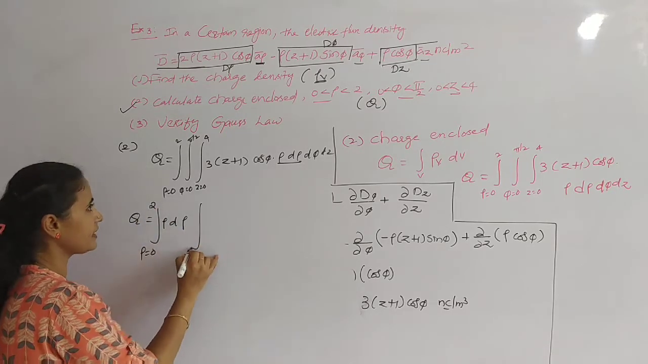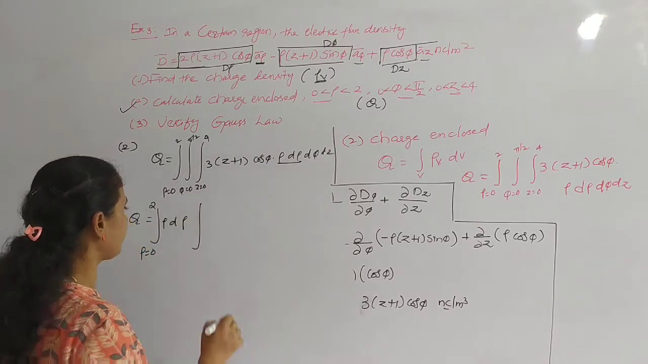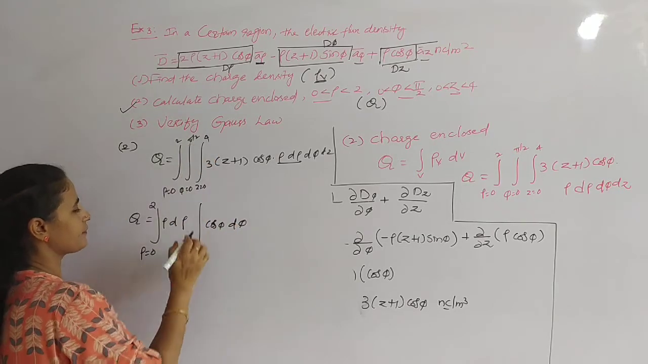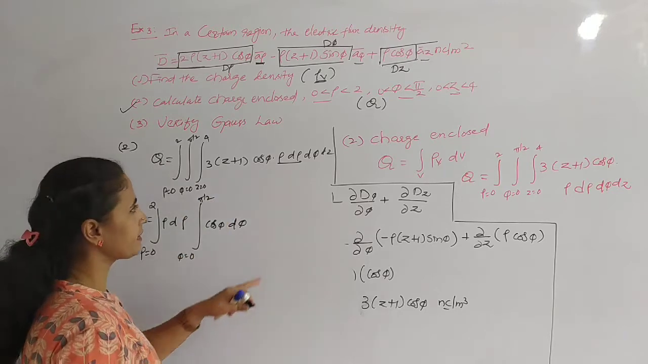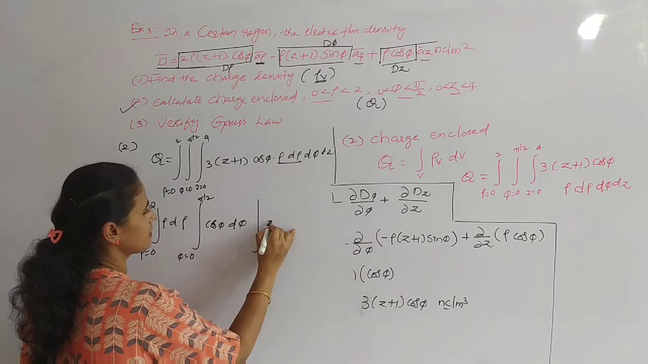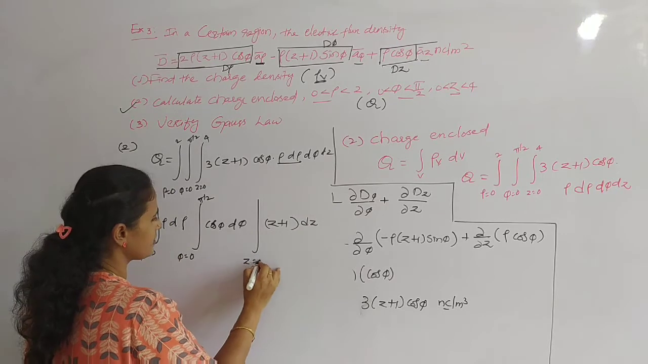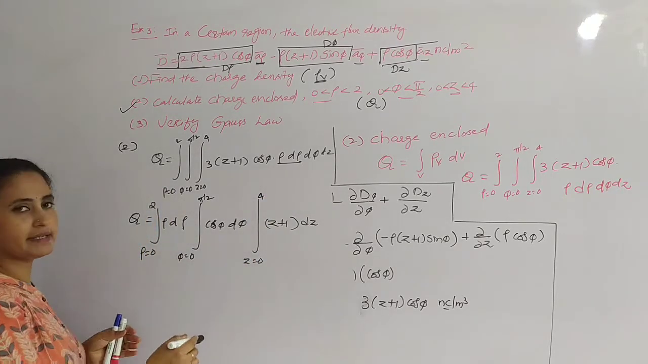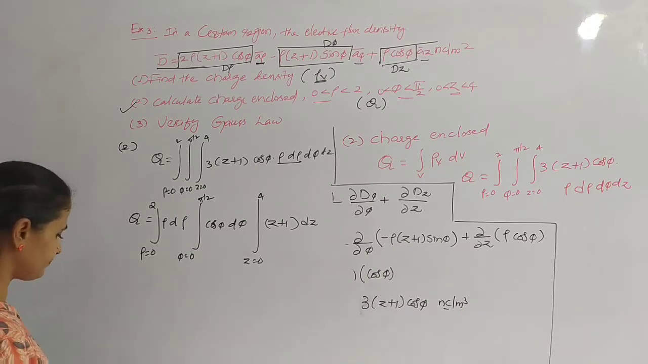The next term is phi. We have a phi term of cos phi d phi, and the limits are from 0 to pi by 2. The last one is z. The z term is (3z plus 1) into dz, and the limits are 0 to 4. Now individually you integrate and apply the upper and lower limits, and you will get the final result.